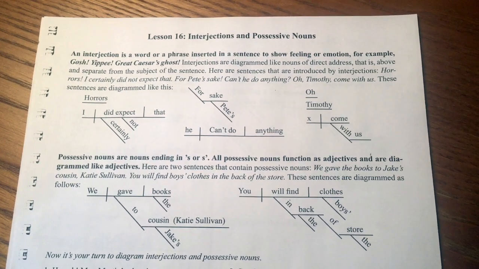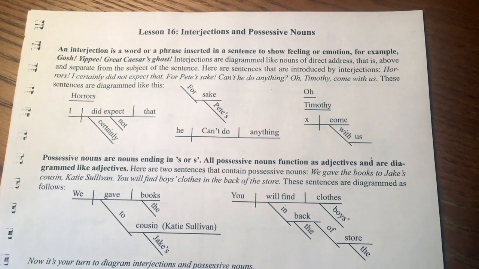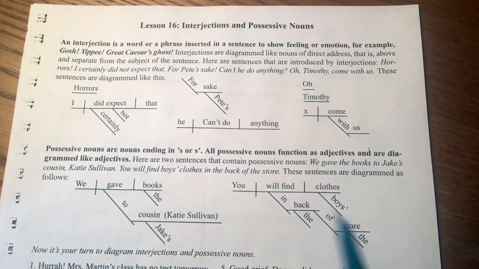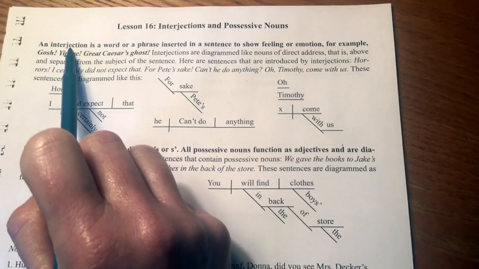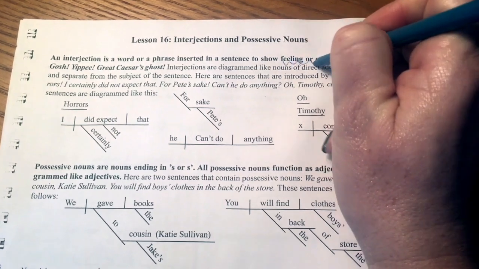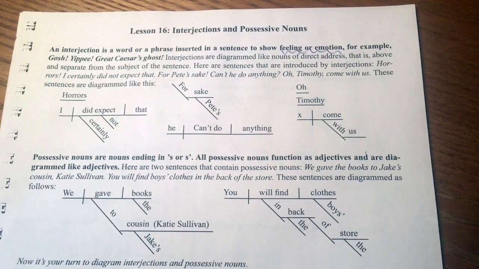Welcome to Lesson 16 on interjections and possessive nouns. Now we have two different concepts that we're going to cover here. Both of them are fairly straightforward. So let's look at an interjection, which is one of our parts of speech. That's anything that shows emotion or feeling. And it's, again, just like an injection of emotion into the sentence.